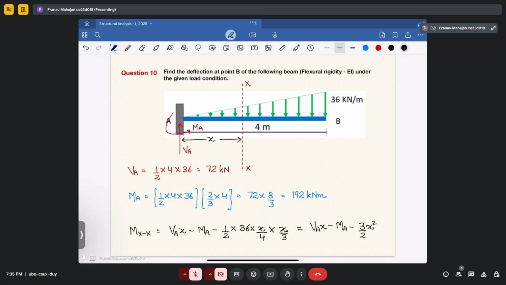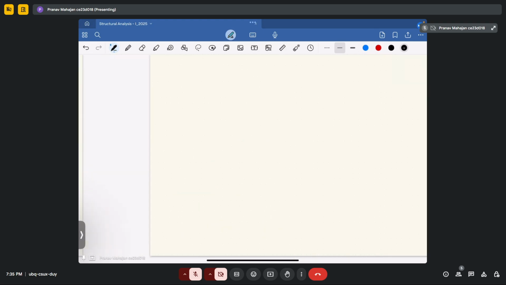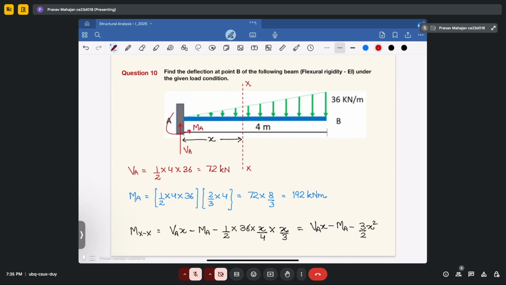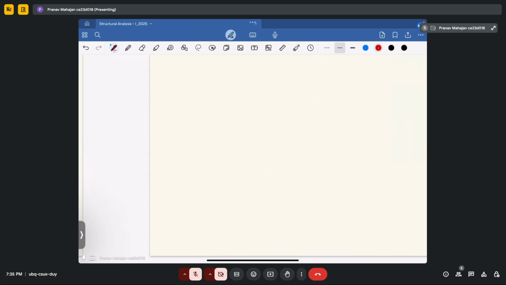Okay, so that means if we combine all these three moments, we will get to know the value of moment at that particular section. So let's draw. So if I take this as 1, this as 2, and this as 3, so let's draw 3 bending moment diagrams, how it will look like. So since it is VA into H, it will be a linear profile.